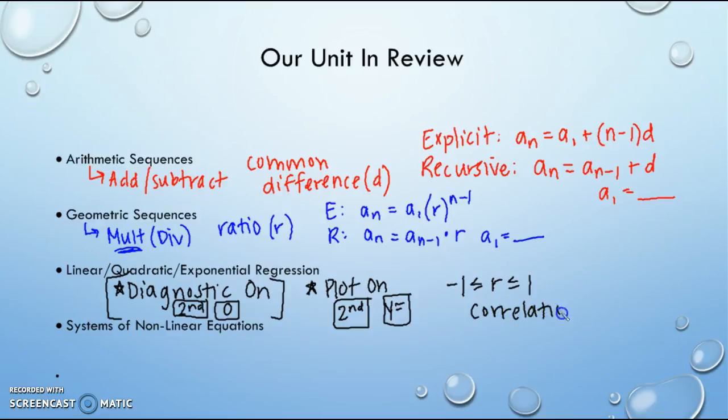So sometimes you may need to go through and find all 3 regression models, and then just look at your r value to see which one is the best fit. And whichever one is closest to either -1 or 1 is the best fit.